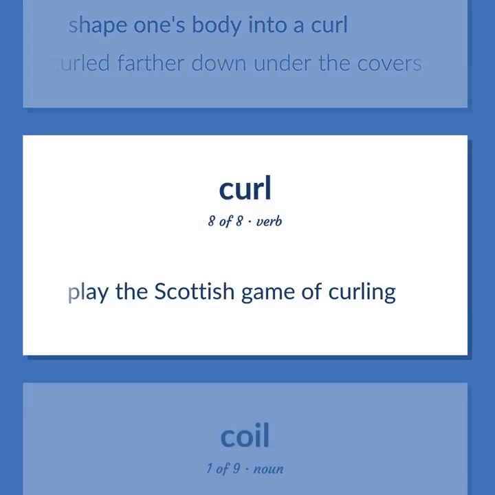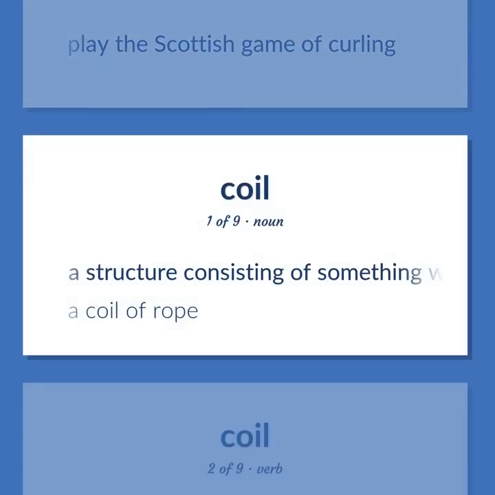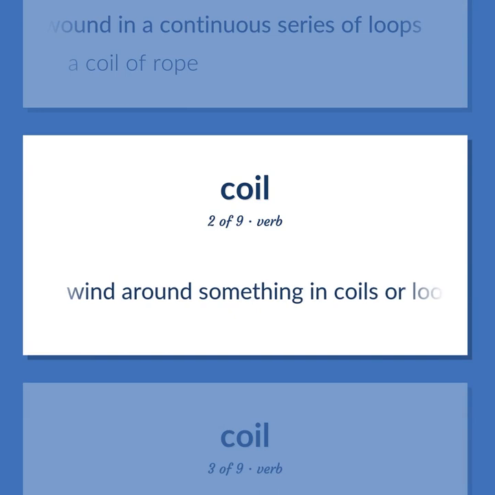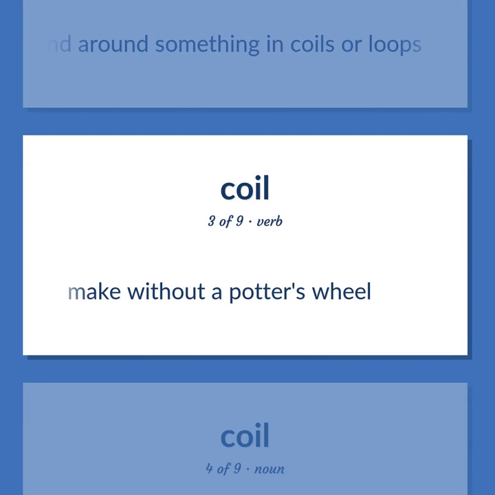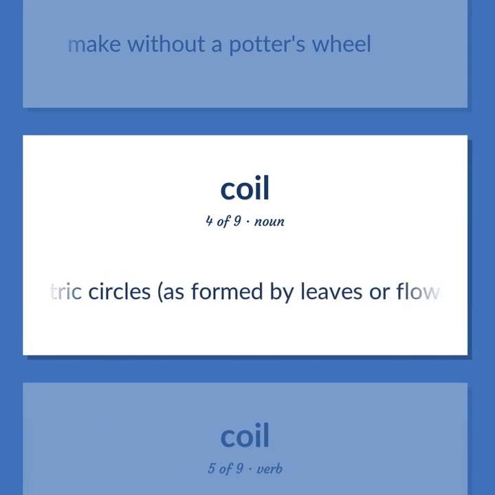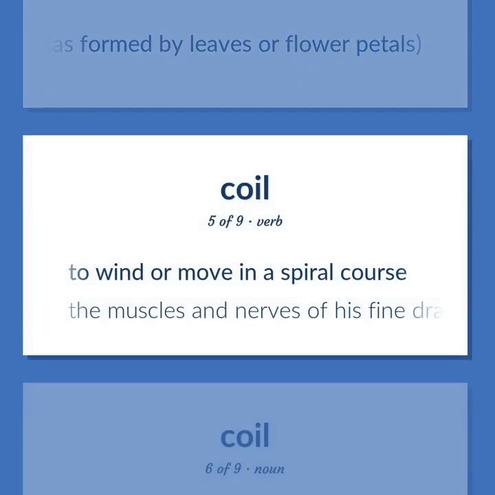Play the Scottish game of curling. A structure consisting of something wound in a continuous series of loops. A coil of rope. Wind around something in coils or loops. Make without a potter's wheel. A round shape formed by a series of concentric circles, as formed by leaves or flower petals. To wind or move in a spiral course. The muscles and nerves of his fine-drawn body were coiling for action.